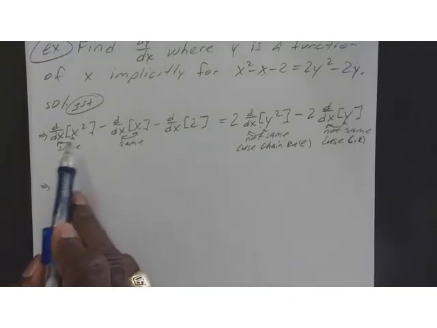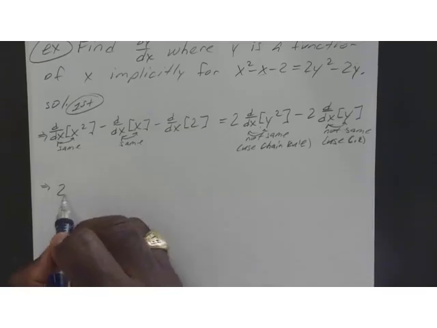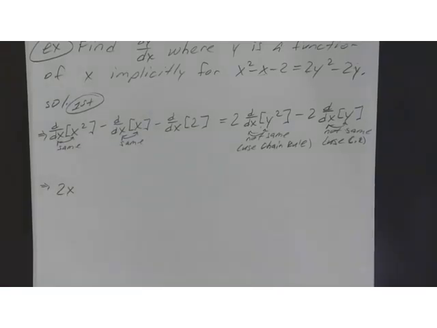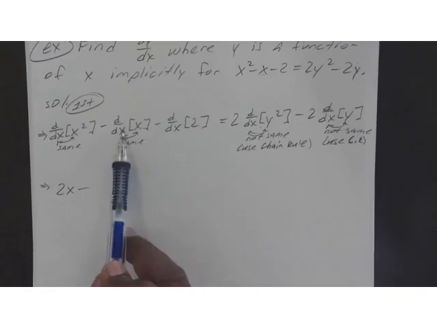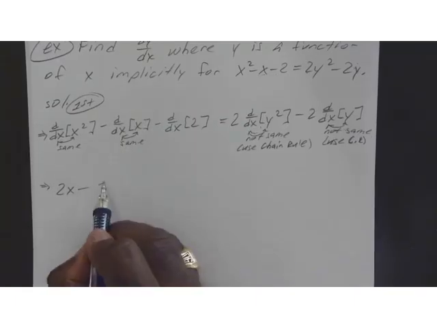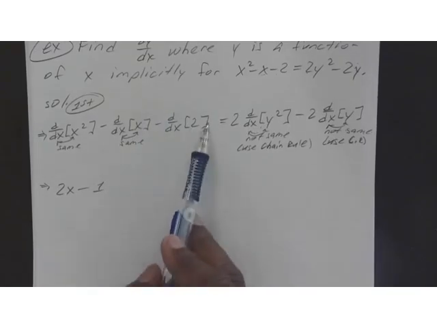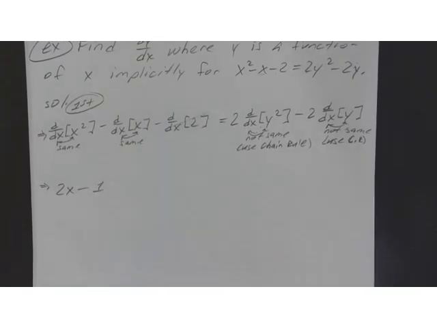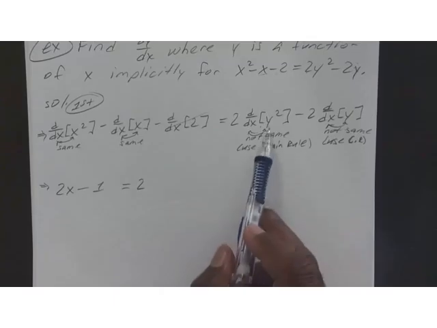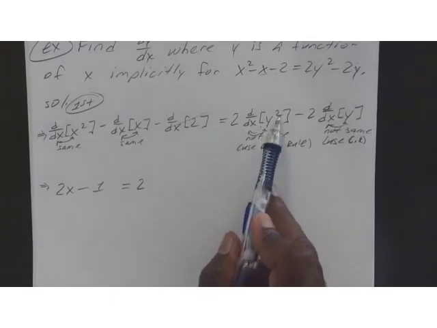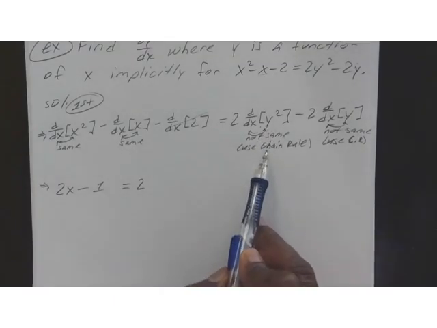So the derivative of x squared with respect to x is 2x, minus the derivative of x with respect to x is just 1, minus the derivative of a constant is 0, so that just disappears, is equal to 2 times the derivative with respect to x of y squared using the chain rule.